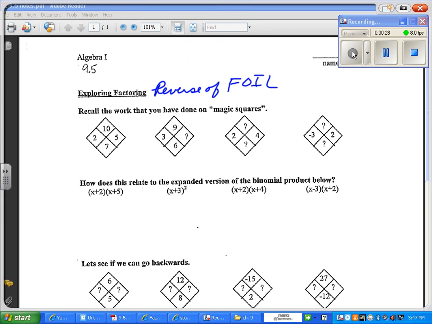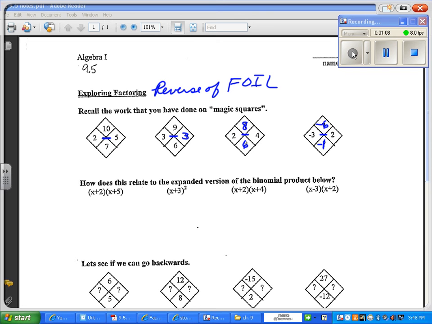Okay, so these are magic squares, these next four squares. You recall the work that you've done, maybe not with me, but in some previous math class. There's going to be some relationship between these numbers. In this first magic square that is already finished, you see that these two numbers multiply to give you 10 and they add up to give you 7. In the next magic square, what multiplies to give you 9 and adds up to give you 6? That would be another 3. What two numbers multiply to give you 8 and add up to give you 6? And these two numbers will multiply to give you a negative 6, and they'll add up to give you a negative 1.